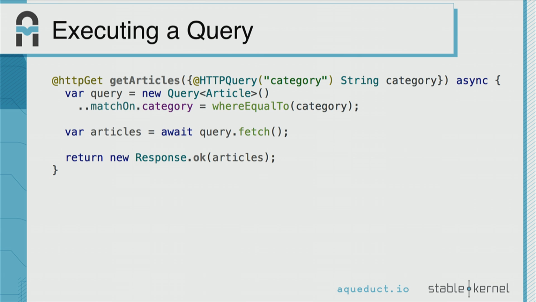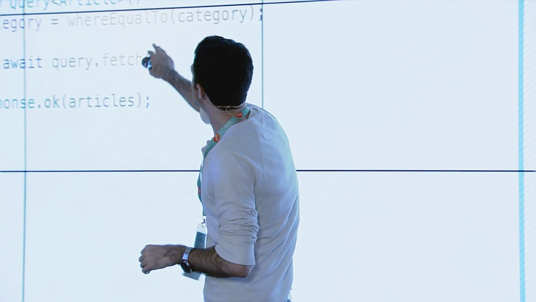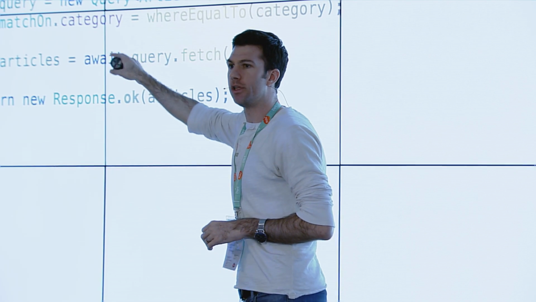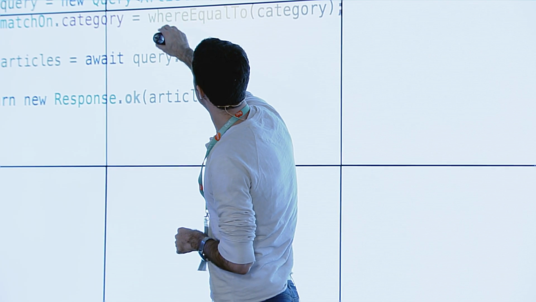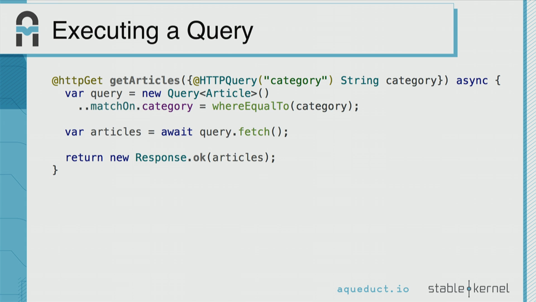This allows us to build queries in a way that's very similar to the way that we do Dart tests, right? Dart tests, we use the Hamcrest matcher style. And so we have the same concept of matchers that we can apply to each one of these properties. So what we're saying here is, hey, I want to go fetch some articles, but I only want the articles that have a category that's equal to whatever I got passed in here. And I go and fetch them, I get the subset of articles, and I return them.